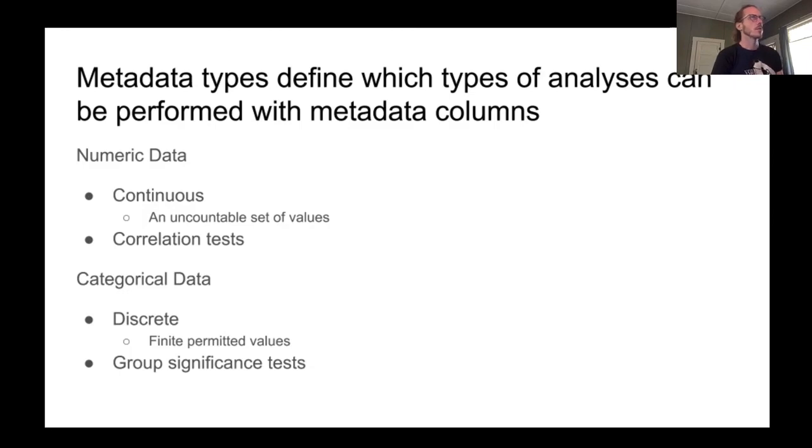So just to go in a little more detail about how this comes into practice, it really comes into play when we're talking about doing statistics with our metadata. So numeric data is a continuous variable. We can do math on it, and that means there's an uncountable set of values. With numeric data, we can do correlation tests, whereas with categorical data, we can't do correlation tests. But we can do other types of statistics like group significance tests. And categorical data, another way of describing it, is that it's discrete variables, finite permitted values.